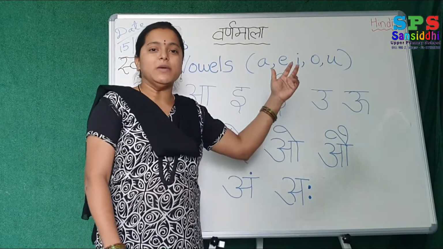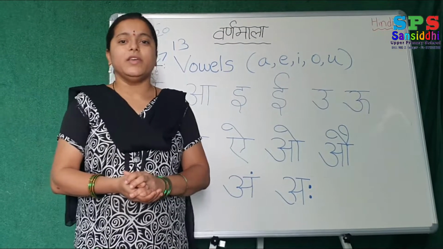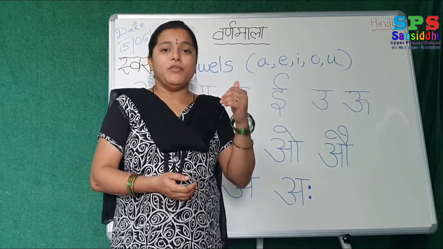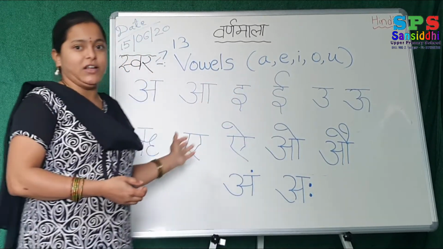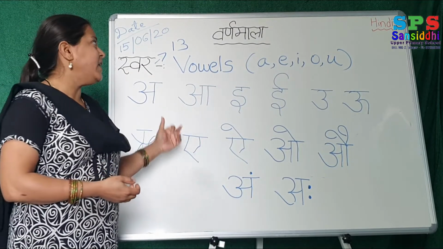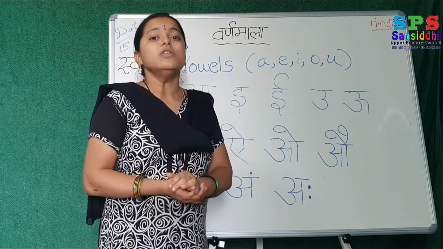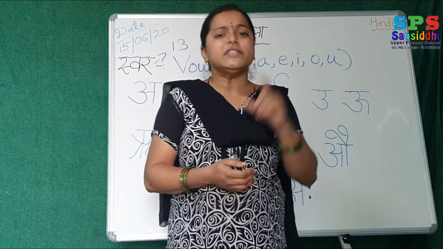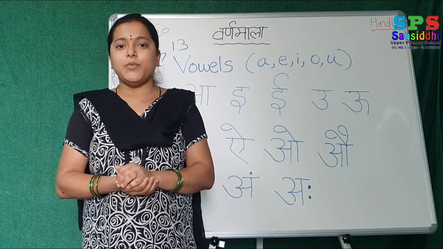Kids, now we have learned about strokes and swar. Okay, today what we have learned? Strokes and swar. Swar means vowel, you know already. Okay, now today we are going to learn a small poem. Okay, shall we start the poem?